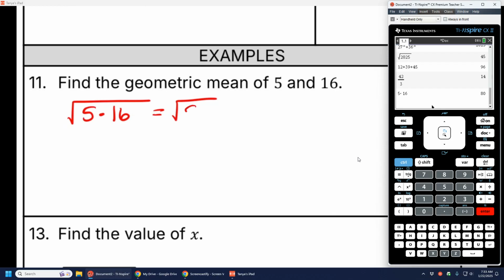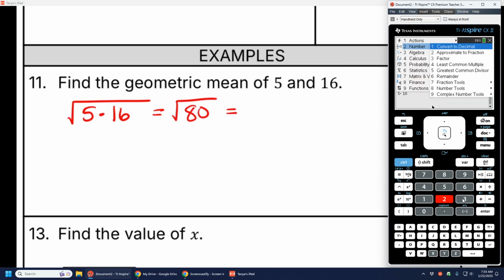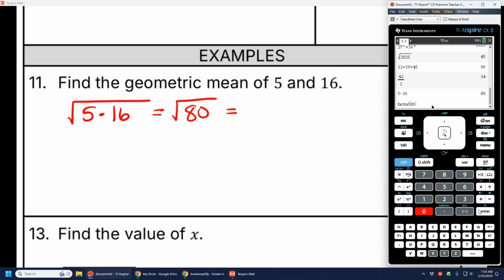That's 80. And then we need to simplify this radical, so I'm going to factor this, menu to 3, type in my 80, and I get 2 to the 4th times 5. So that means that there's 4 2's, right? 2 to the 4th power, and then times 5.